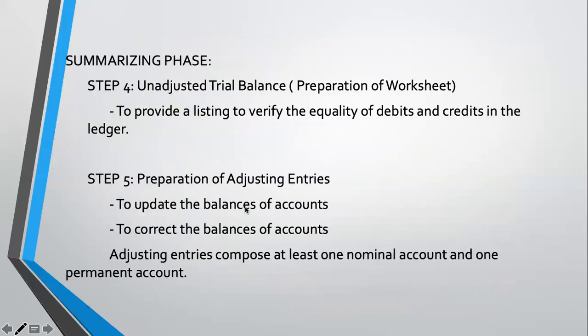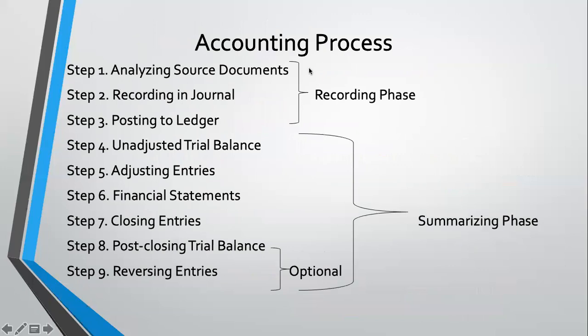So when are we going to prepare these? Analyzing source documents is done every time there is a transaction. We analyze the source documents every time there's a transaction, and we record in the journal every time there is a transaction. Posting to the ledger is better if done every time there is a transaction, especially if manual, so you don't forget. But you can also set periods, like monthly, to post to your ledger. Recording in the journal should be done every time there's a transaction, as much as possible.